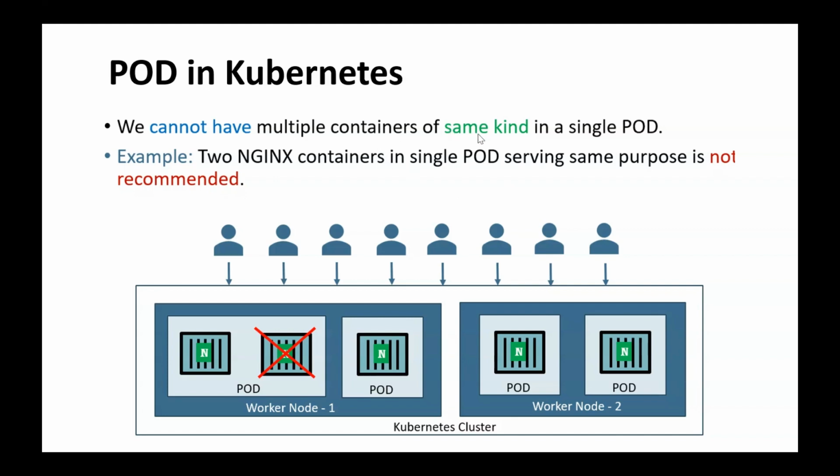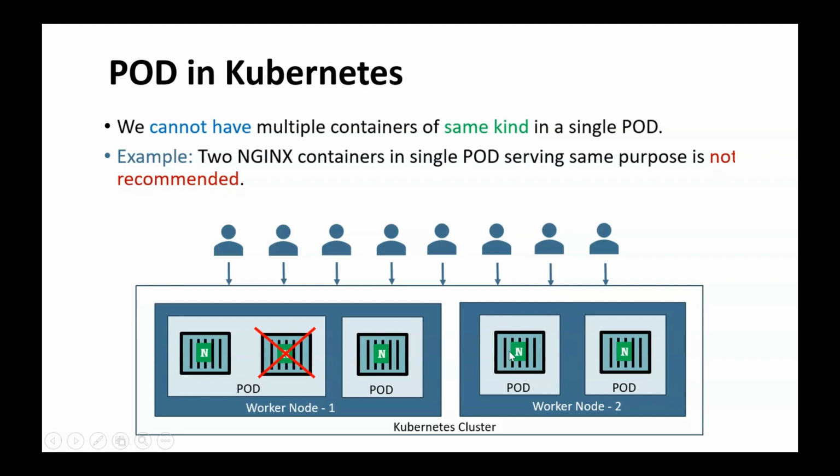If, for example, two Nginx containers in a single pod are serving the same purpose, it is not recommended. Why? Because suppose you are placing your front-end application within a pod in two containers. If that pod is down, then your total application will be down. Your web app and your front end will be down totally.